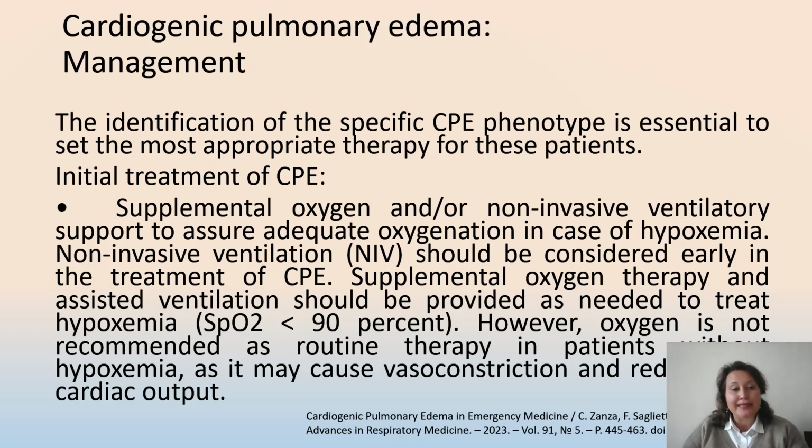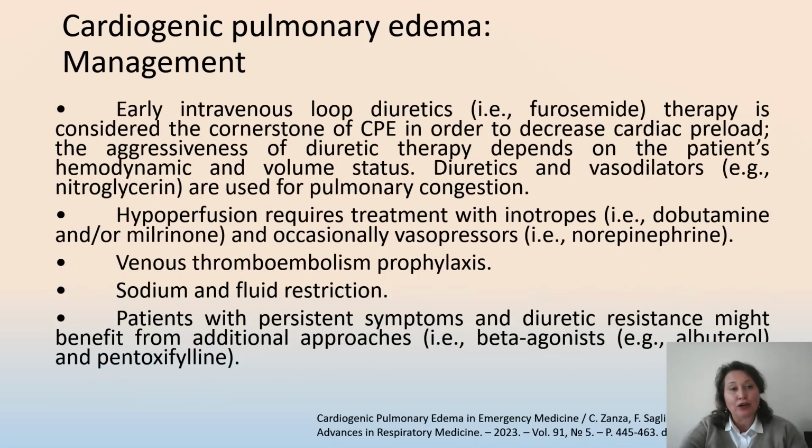Supplemental oxygen treatment and assisted ventilation should be provided as needed to treat hypoxemia if saturation of oxygen is less than 90%. However, oxygen is not recommended as a routine treatment in patients without hypoxemia, as it may cause vasoconstriction and reduce cardiac output. Early intravenous loop diuretic treatment is considered the cornerstone of CPE management in order to decrease cardiac preload. The aggressiveness of diuretic treatment depends on the patient's hemodynamics and volume status.